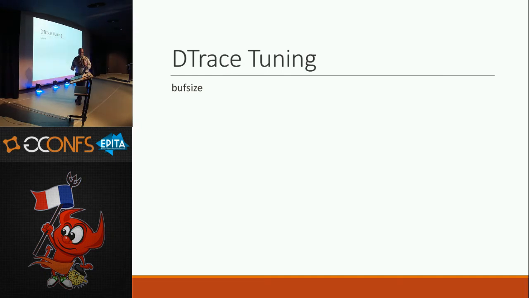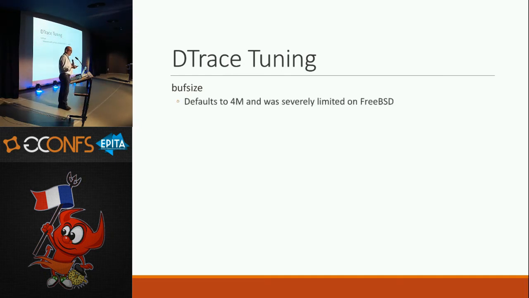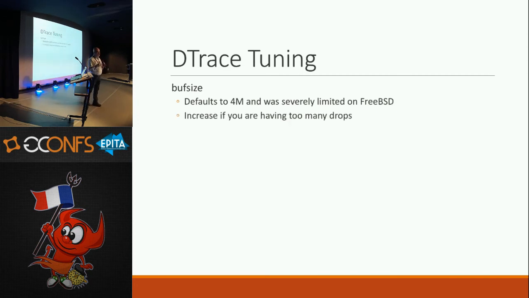So there are 3 tuning parameters: bufsize, which currently defaults to 4 megs, and was, for reasons that I've never understood, severely limited on FreeBSD, but we've changed that by a tunable. So if you're having a lot of drops, you can try increasing that. The switch rate, which says how often we're pulling buffers out of the system, which defaults to 1 hertz, which you can increase, again, if you have a bunch of those drops.